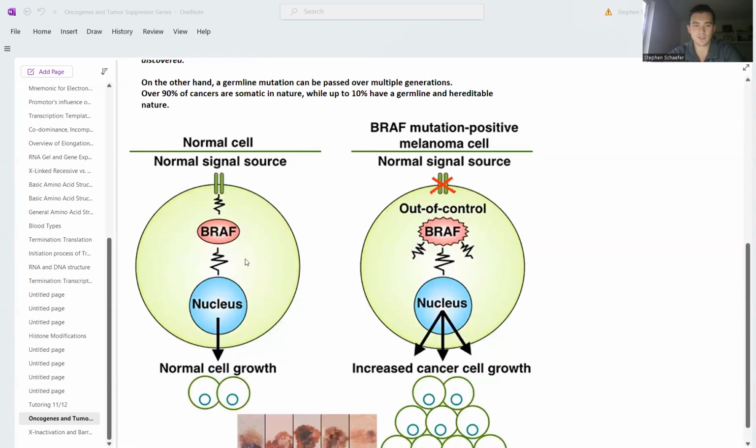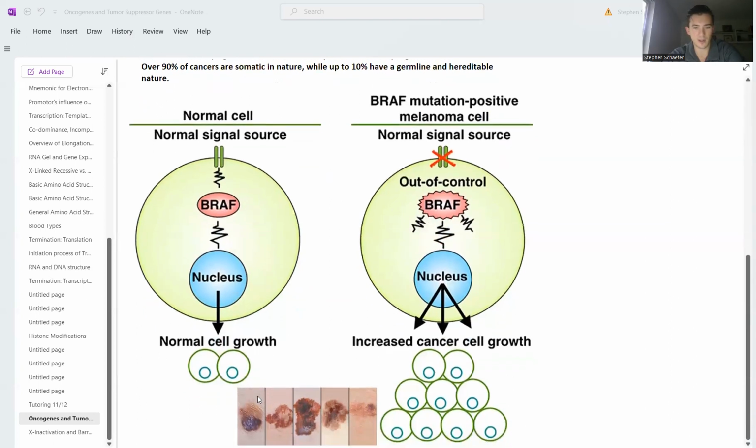So the last thing is we're just going to show the BRAF in this little schematic right here. So we're going to have a normal cell signal source with the BRAF. It's going to help that signal transduction in the cell. It's going to allow for normal cell proliferation and growth, right?